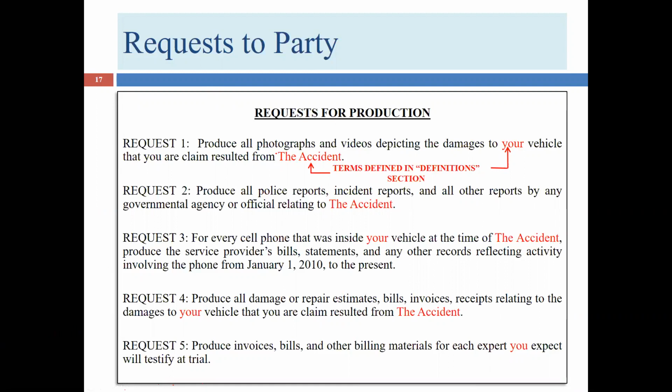We've already, I think, done Number 1. Request 2, produce all police reports, including reports and any other reports by any governmental agency or official relating to the accident. Well, let's say you don't have any of these reports. You know that the police have them, but it's not your job to produce them unless you have custody of it. So your answer to this might be, I don't got it. Obviously, if you get it at some point, then you'd have to produce it. And you can see going through each one of these, it gives you more and more specifics to tick off as you are answering the questions.